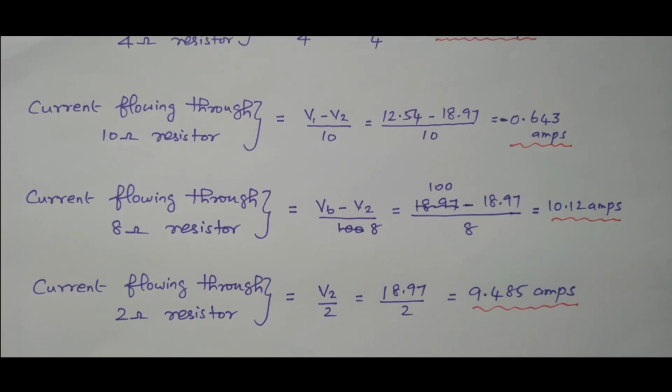So in this problem, we calculated the node voltages V1 and V2 by using the equation method, and the current flowing through all resistors. The explanation of node voltage is available in another video, and the matrix method is also available in a separate video. The link is available in the description box. The viewers can see the link and the nodal analysis explanation.